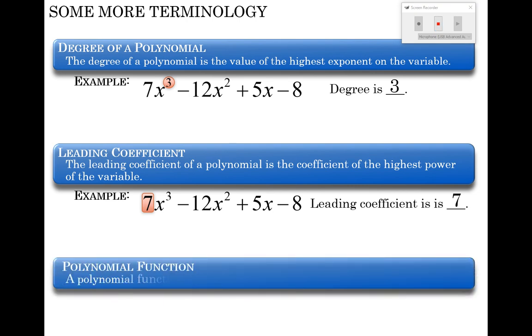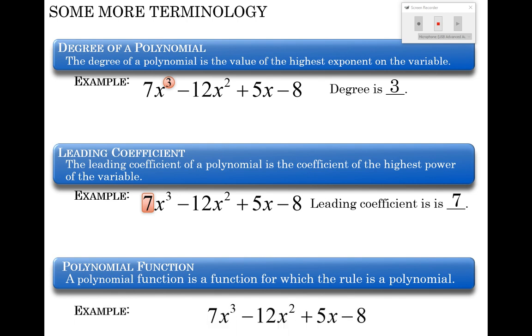Polynomial function. Well, a polynomial function is the same as these, except it's y equals or f of x equals. These are just expressions. They're not polynomial functions yet. Here's an example of a polynomial function. See, this is the expression 7x cubed minus 12x squared plus 5x minus 8. If I want to make it a function, I just put f of x out there. So not a big deal. That's a small terminology difference, and that's now a polynomial function.